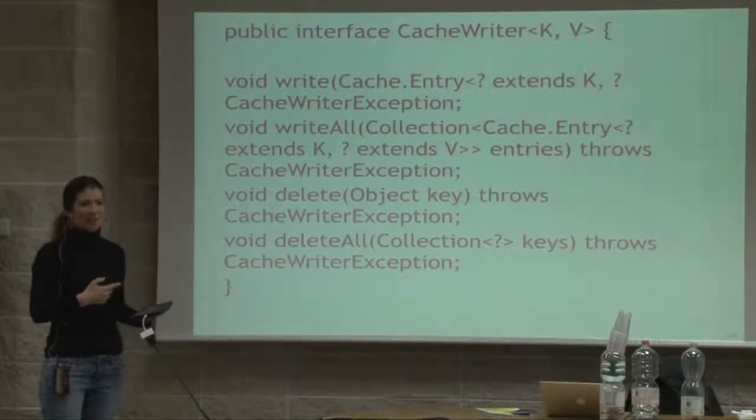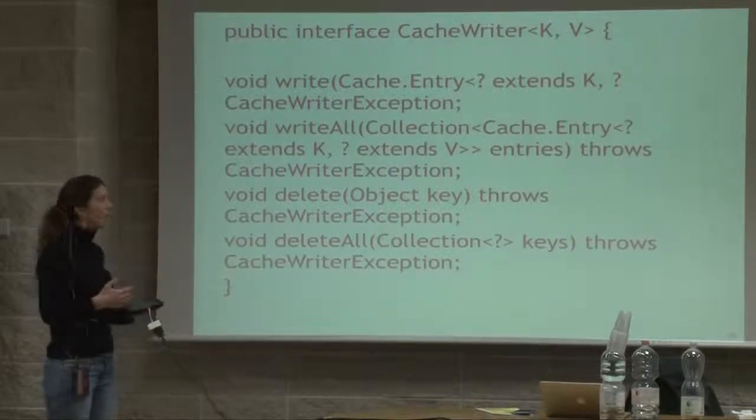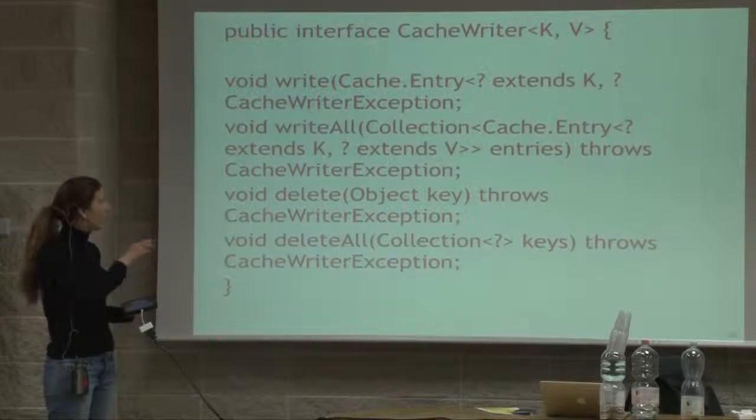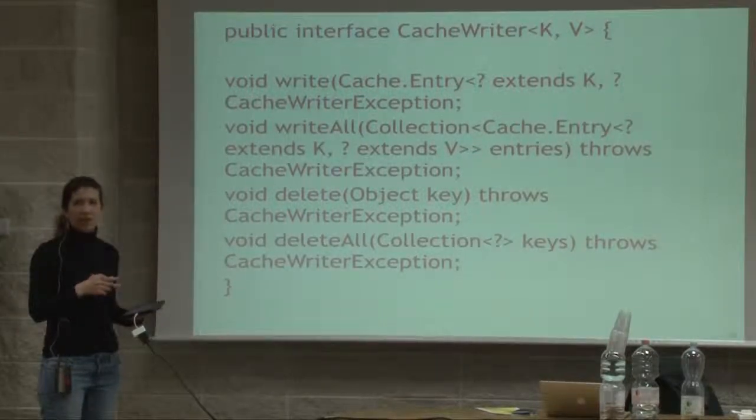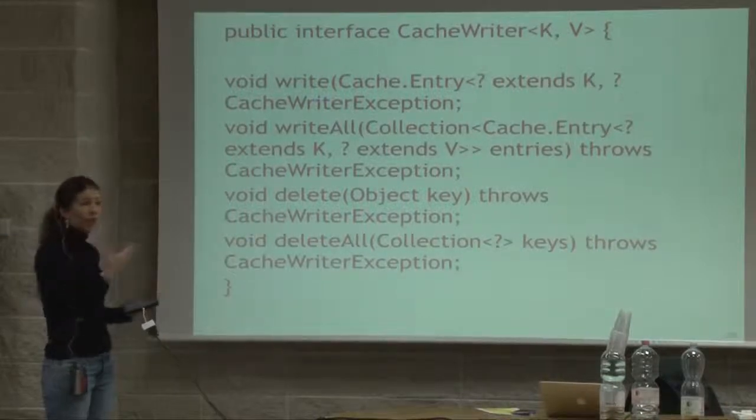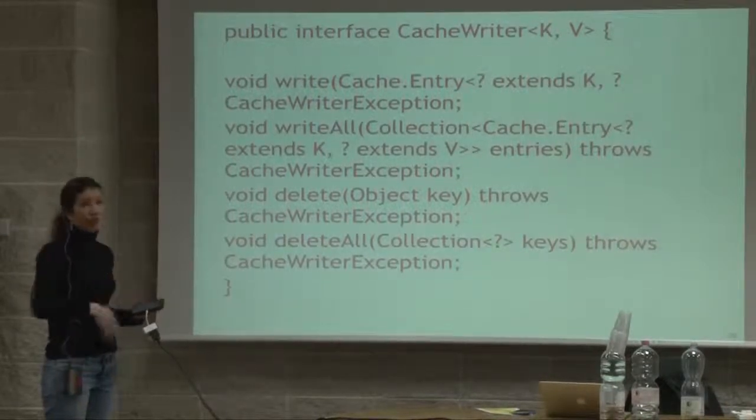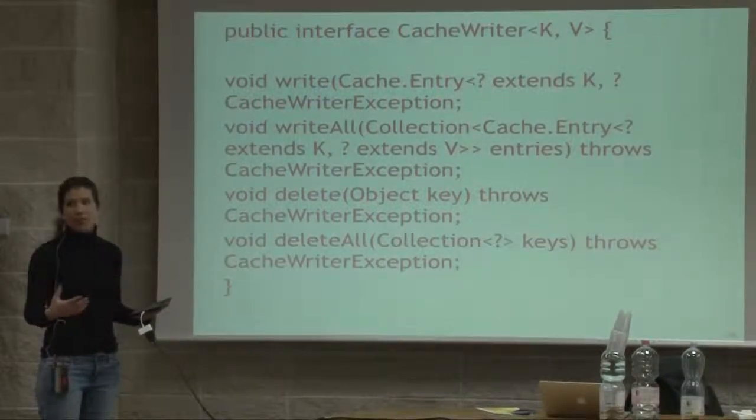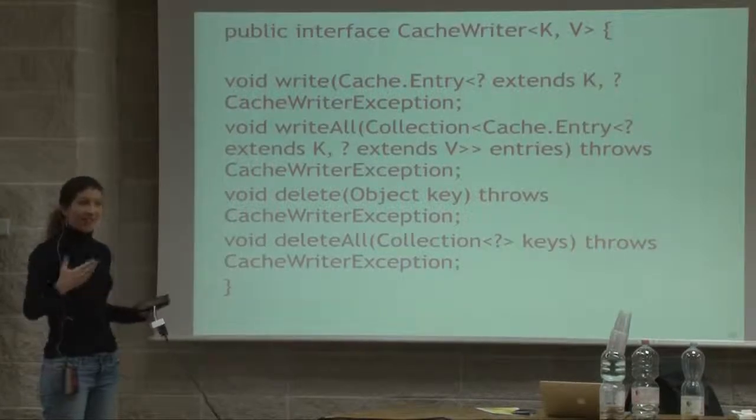So here's the cache writer. When you implement the cache writer, you will have write-all methods and delete-all methods. So you have to train your cache on how to create new stuff and how to delete stuff. The problem is that it's synchronous. And I guess everybody knows that synchronous takes time.